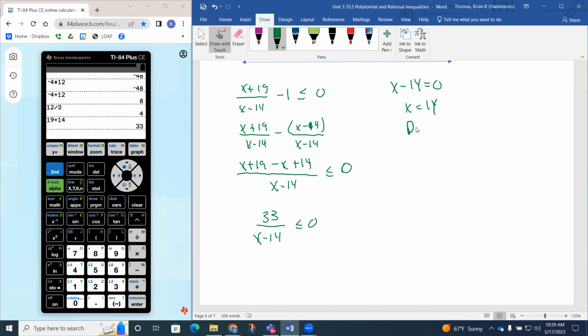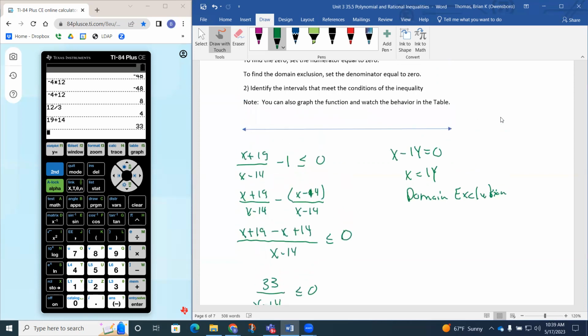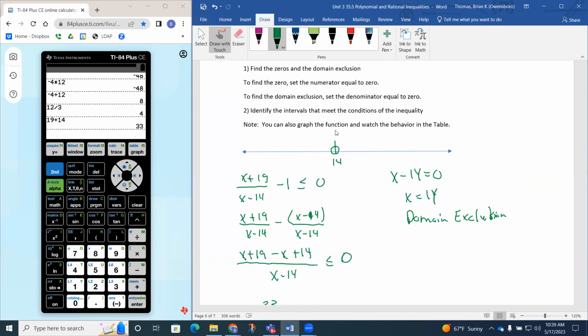But remember, that's a domain exclusion. We can't include it at all. We can't use 14 because if we do, it's going to make the denominator 0. So when we make our number line, all we have is one critical value, which is the 14, and we can't include it. So what I have to do is look at what happens to the left of 14 and what happens to the right of 14.